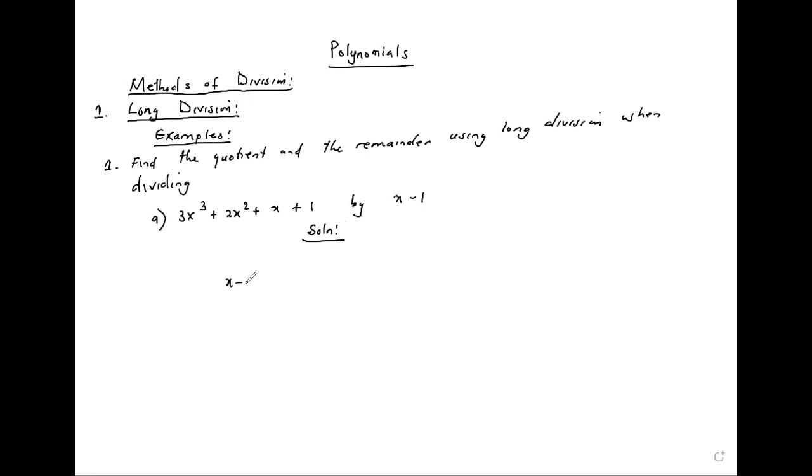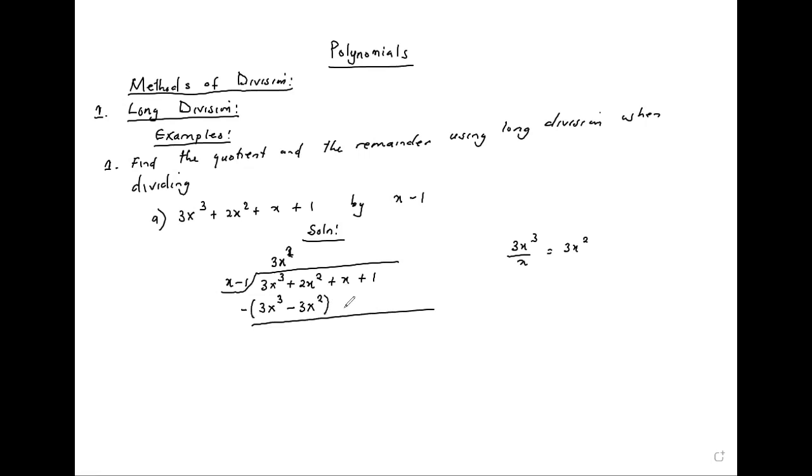For long division, you have x minus 1 here, and then 3x power 3 plus 2x squared plus x plus 1. So you would say 3x power 3 divided by x, we get 3x squared. So you write 3x squared on top there, and then multiply 3x squared by x, you get 3x power 3, minus 3x squared by negative 1, you get negative 3x squared, and then subtract this whole line here, bring those down. So when you subtract 3x3 minus 3x3, that will be 0. Then 2x squared minus 3x squared, that will be negative 5x squared, and then plus x plus 1.